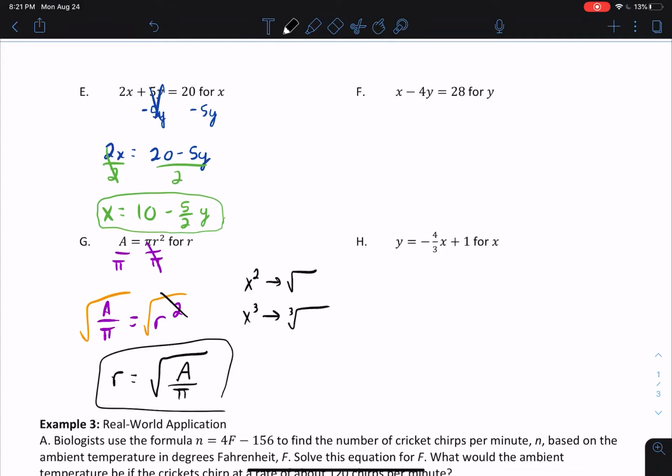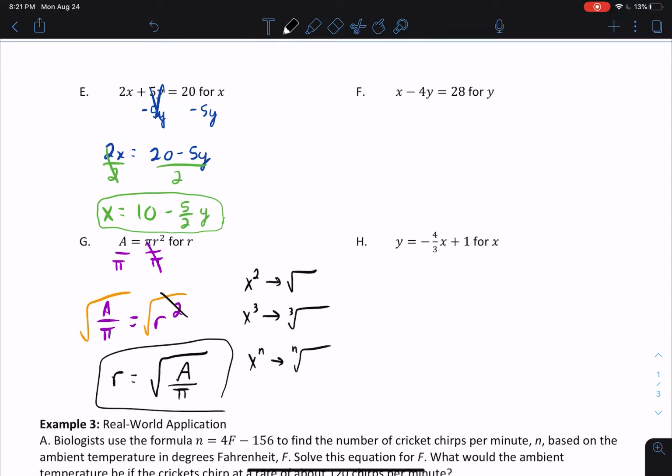So just in general, if you have x raised to the nth power and you need to get rid of it, that little number goes outside the radical, and then you just put the radical sign. Okay? That might help you on some of your homework problems.